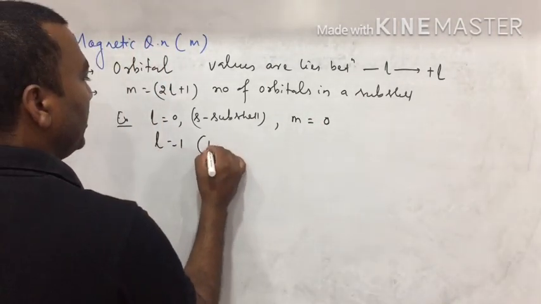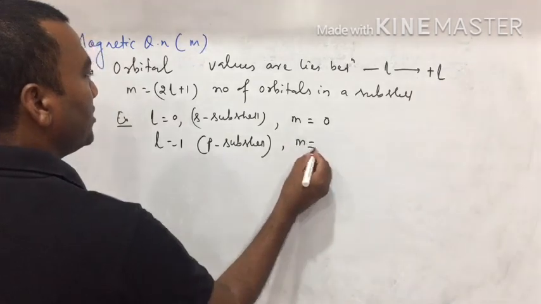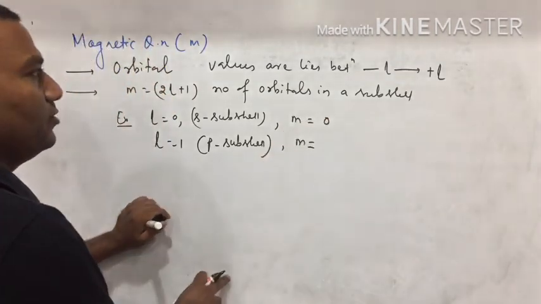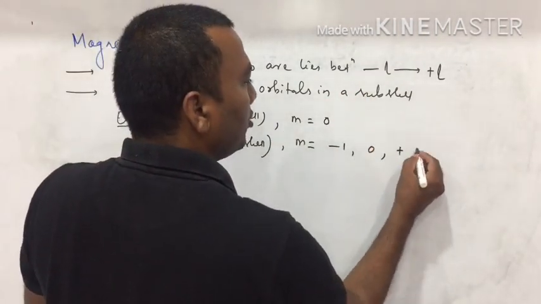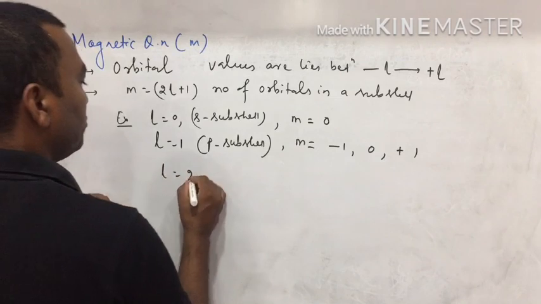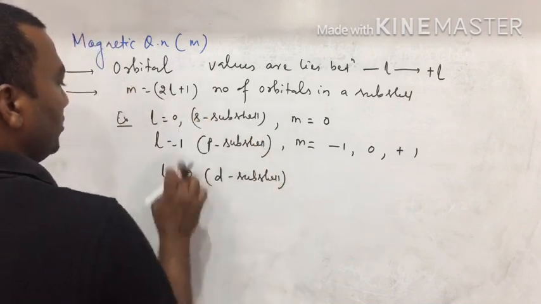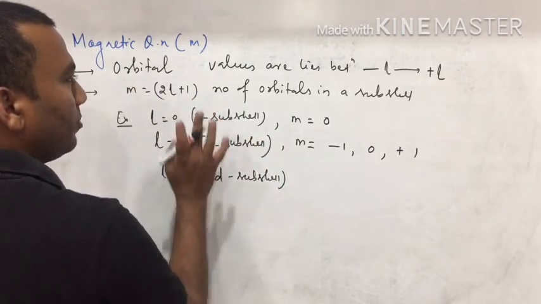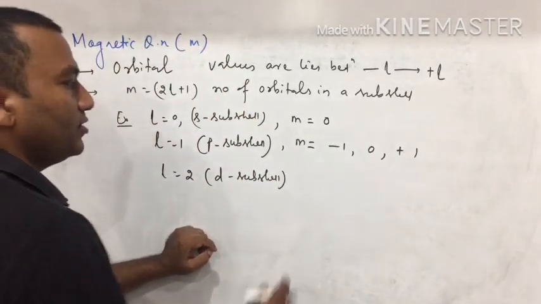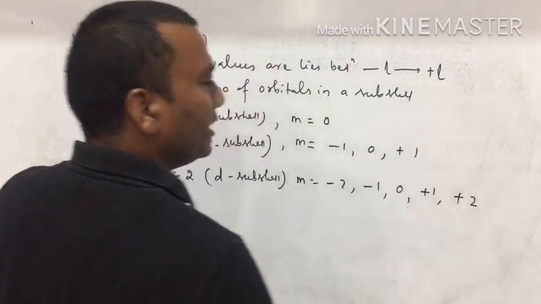Similarly, l equals 1. l equals 1 means which subshell? p subshell. So if you put 2 into 1 plus 1, a total of 3 orbitals are present. What are the values? Minus 1, 0, plus 1. Getting it? Similarly, l equals 2. Which subshell? d subshell. Put the value 2: 2 into 2 is 4, plus 1, 5. That means in d subshell, 5 orbitals are present. And the values lie between minus 2, minus 1, 0, plus 1 and plus 2.